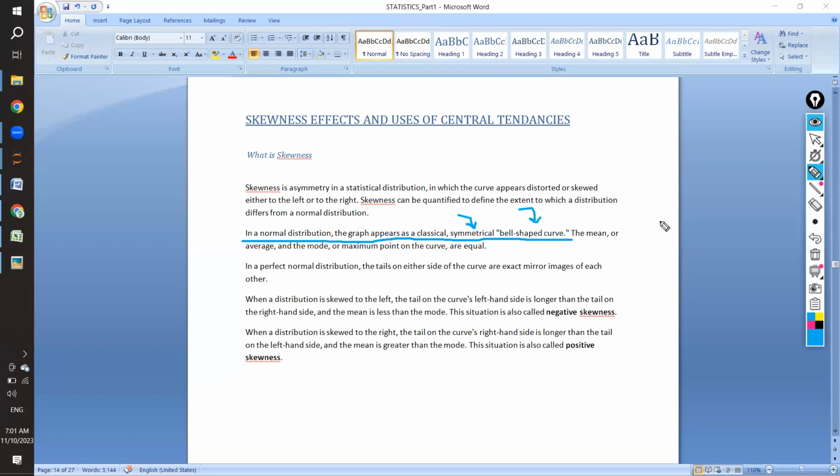In these distributions, the mean, the average, and the mode, or the maximum point, everything will be the same. So all of them will be over here. So in these distributions you will have the mean. This will be the mean, the middle point, and this will also be the median.